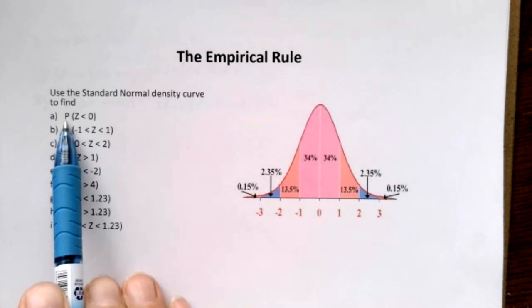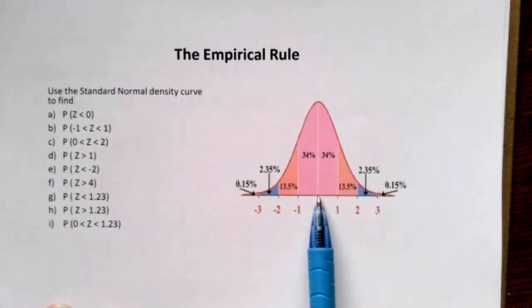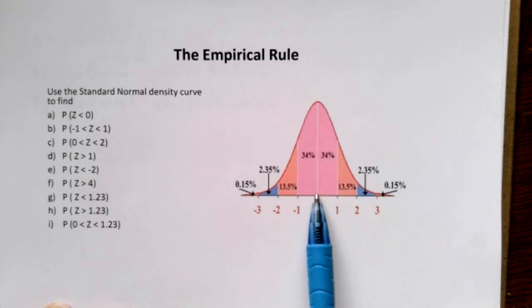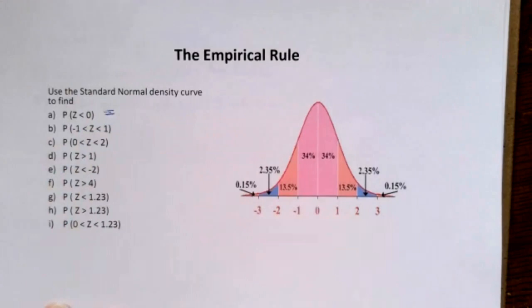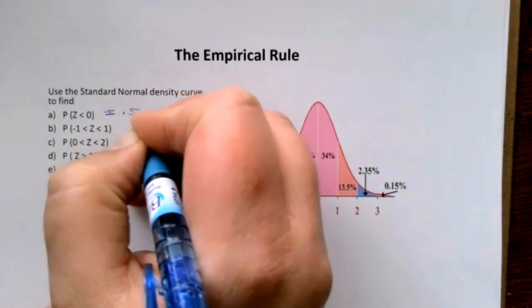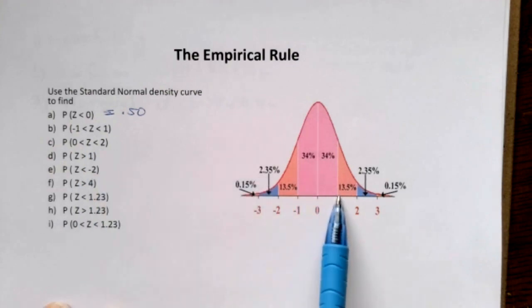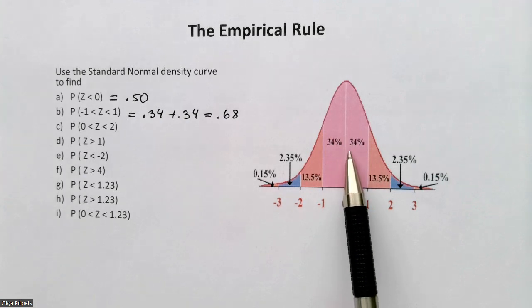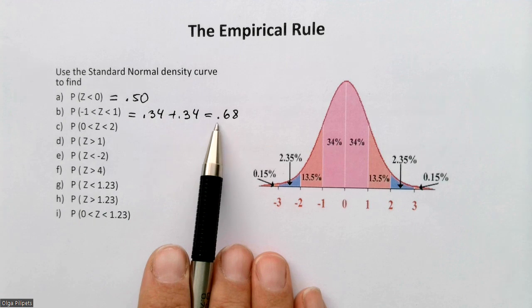probability values. So the first one: what's the probability that Z is less than 0? We have 0 right here, and 0 actually divides this distribution into 2 equal parts. Remember, it's symmetrical. The left side is a mirror image of the right side. So 0 is exactly in the middle. So the probability that Z is to the left of 0 is 50%, so it's 0.5. Now, the next question: what's the probability that Z is between -1 and 1? We know that we have 34% of data one standard deviation to the left of 0, and 34% one standard deviation to the right. So we're going to have 0.34 plus 0.34 equals 0.68.